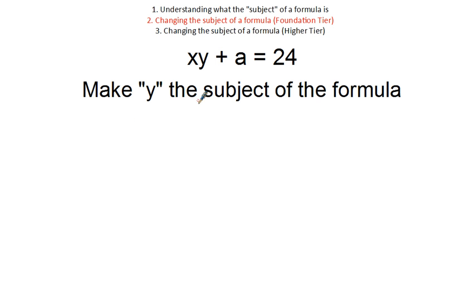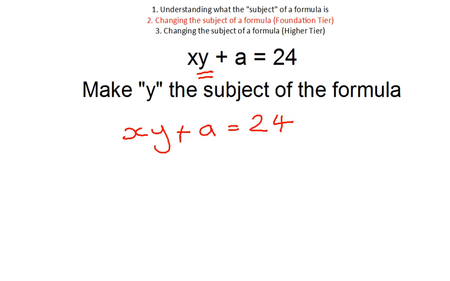This is making y the subject. So this is a little bit more tricky because y is sort of attached to x. These are being multiplied together. So just as you would with a normal equation if you're solving it, like I always say to my classes, you get rid of the bit that's floating around first. So if something's attached to the letter you want, you leave it alone and you get rid of this bit that's floating around, so the plus a.